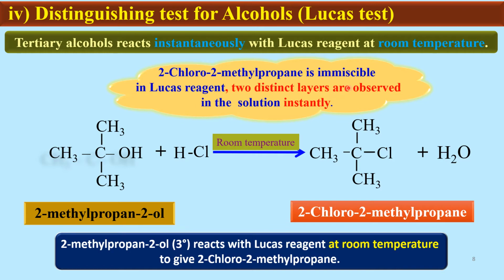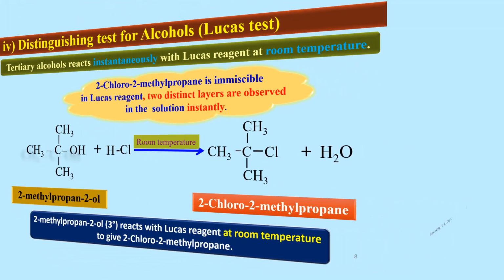2-chloro-2-methylpropane is immiscible in Lucas reagent. Two distinct layers are observed in the solution instantly. 2-methyl-propan-2-ol, that is tertiary alcohol, reacts with Lucas reagent at room temperature to give 2-chloro-2-methylpropane. Let's talk about Lucas test.